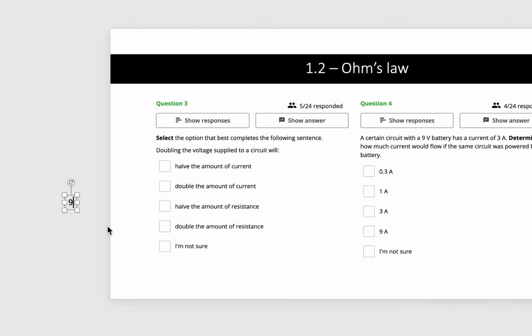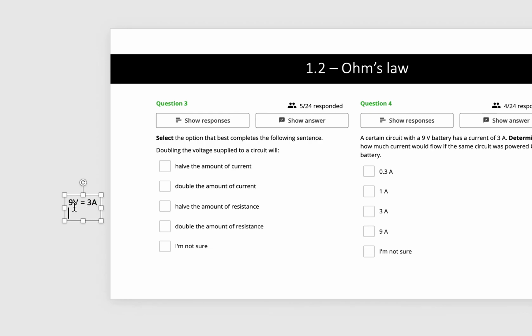So if 9 volts equals 3 amps, let's work out in this circuit what the ratio is, using the ratio, what 1 amp is going to equal to. So if I want to figure out what 1 amp is going to equal to, I need to get rid of the 3. And to do that, I've got to divide this by 3. So 3 divided by 3 is going to give us 1 amp.